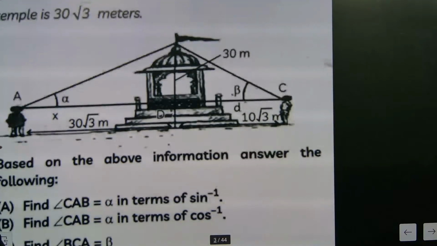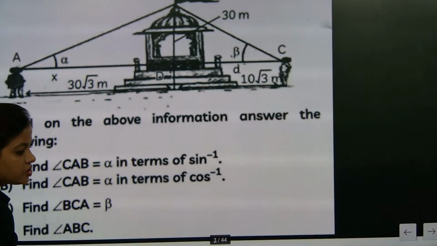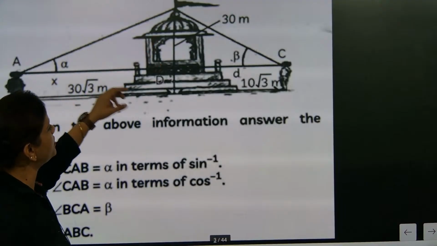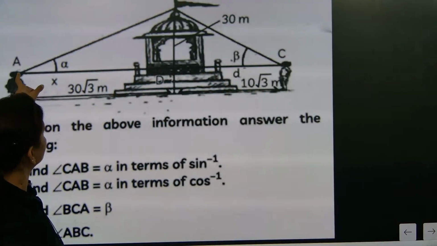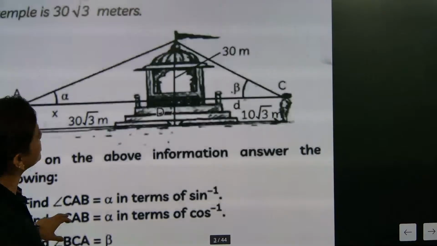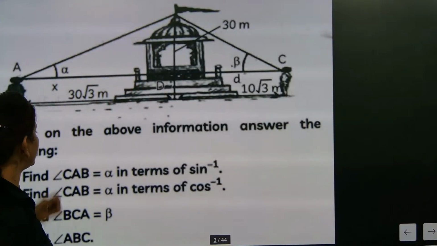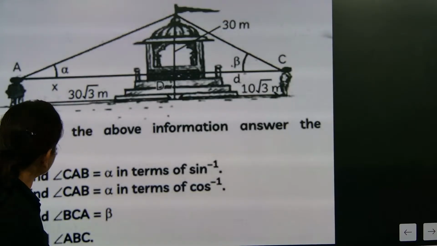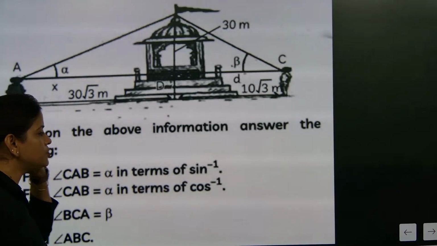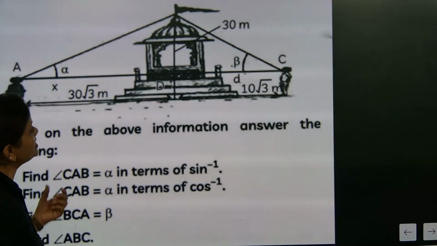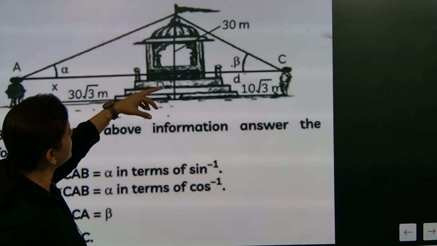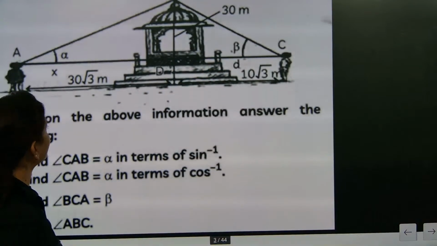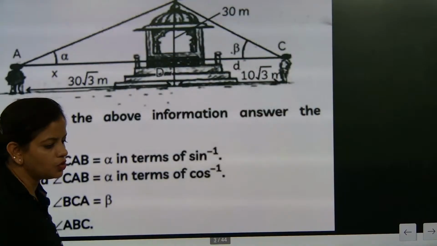Now based on that they are asking some questions. You just check this one out, like find angle CAB. If they ask to find angle CAB, that means they are asking alpha. So alpha in terms of sine inverse x. This is one part of the question they are asking. Second is angle CAB, alpha, in terms of cos inverse x. Now angle BCA. BCA means the beta angle, that is beta. And find angle ABC, the total angle they are asking.